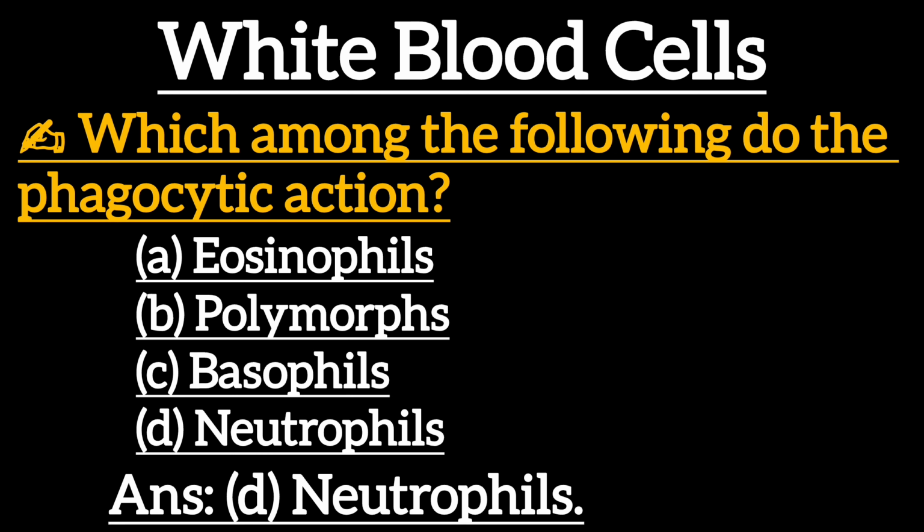Next one: which among the following does the phagocytic action? Option A, eosinophils. Option B, polymorphs. Option C, basophils. Option D, neutrophils. Correct answer is option D, neutrophils.